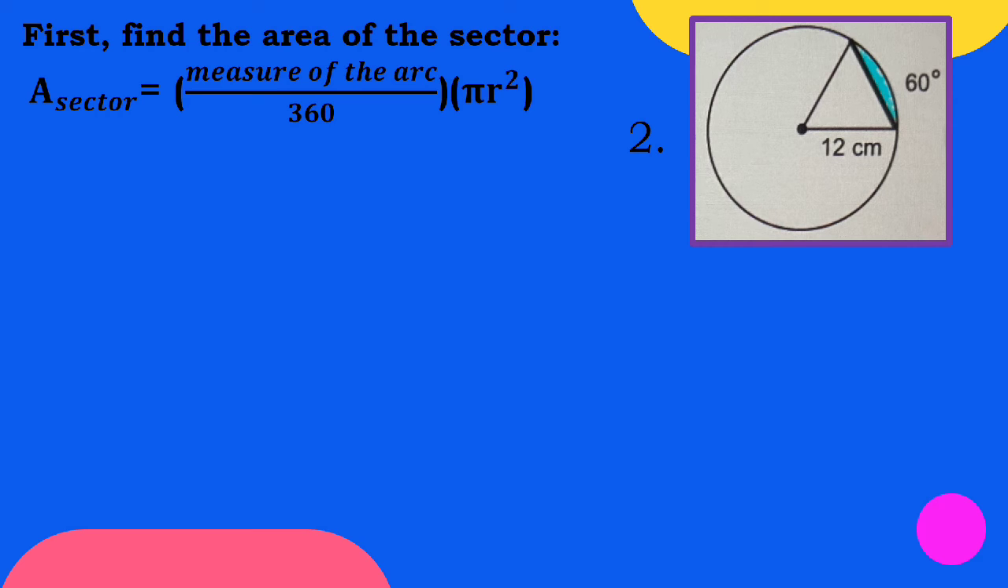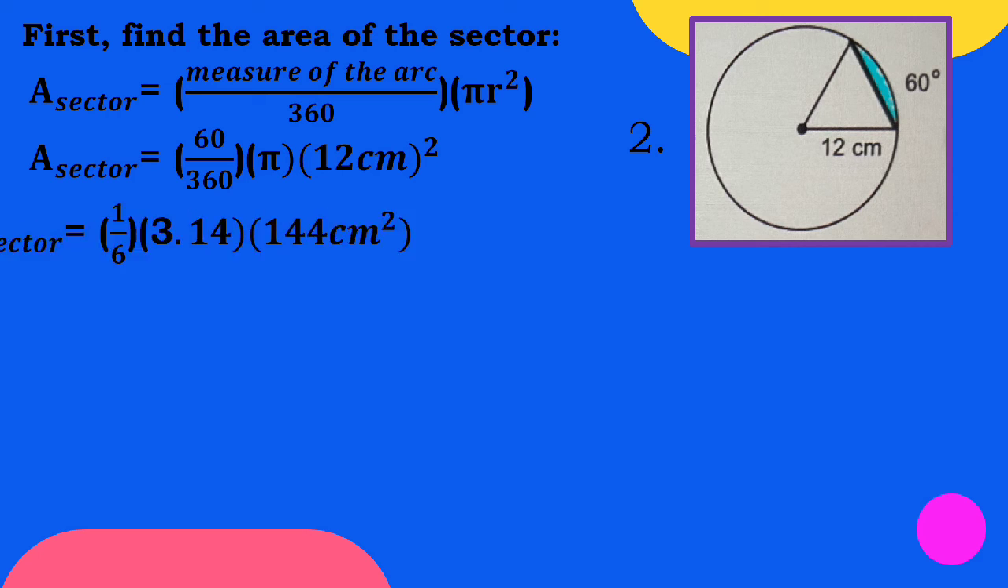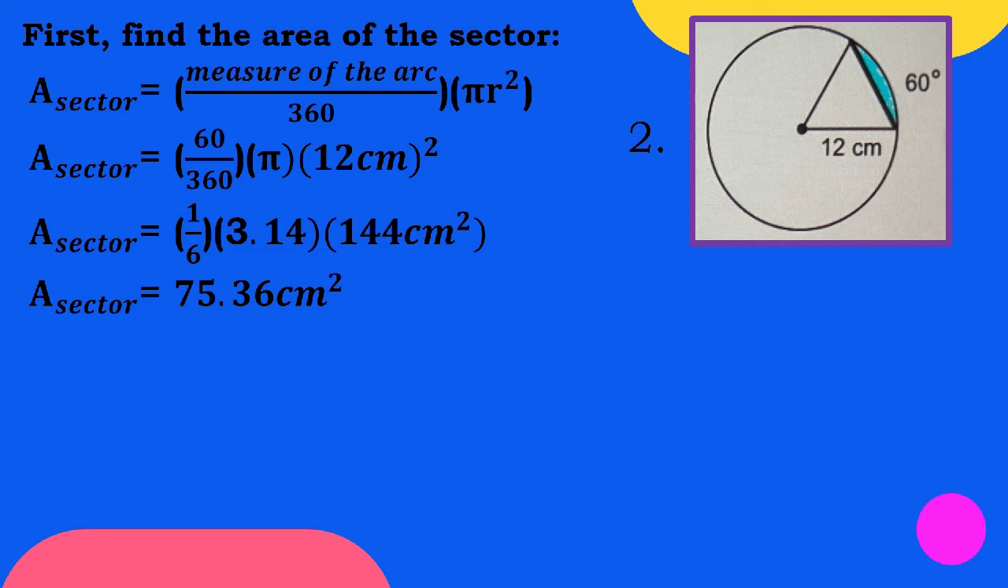The area of the sector by substitution, we have 60 all over 360 times pi times 12 centimeter square. Pi is 3.14 and 12 centimeter square is equal to 144 centimeter square. So the area of the sector is equal to 1/6 times 3.14 times 144 centimeter square, and that is equal to 75.36 centimeter square.